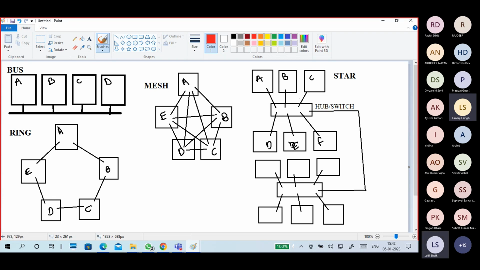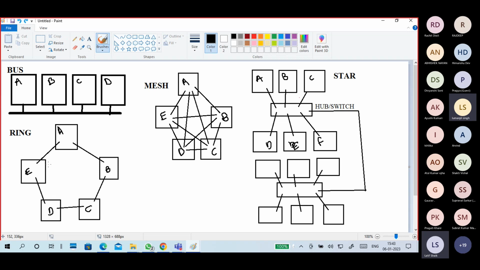First, the positive one. For example, if the C device is down, only C won't communicate, but the remaining devices will communicate with each other. For example, if this line is down, only this device can't communicate, but the remaining devices will. But if this hub or switch is down, there is no communication. Still, it is easy to troubleshoot. If any issue occurs, the switch or hub will tell you what is going on, which one is connected and which is not. We can easily understand.